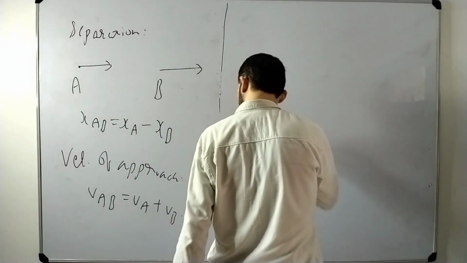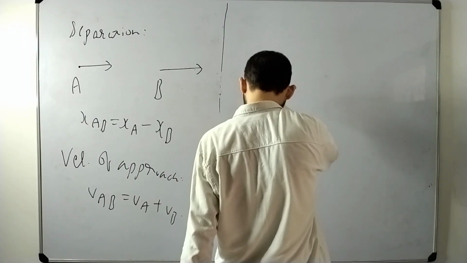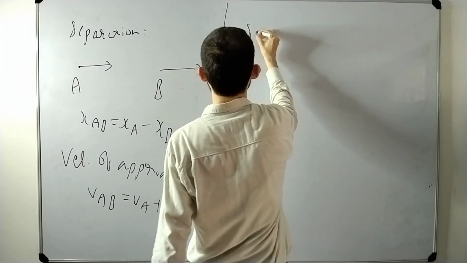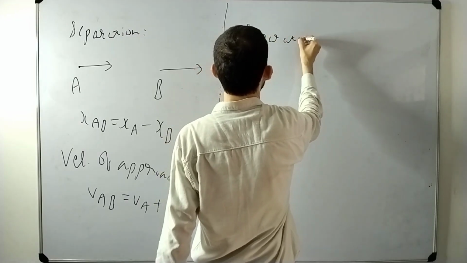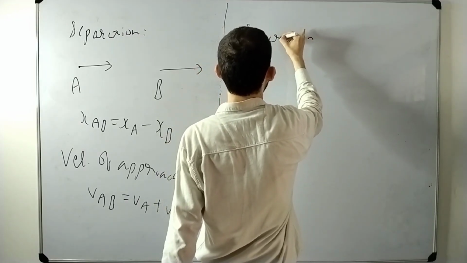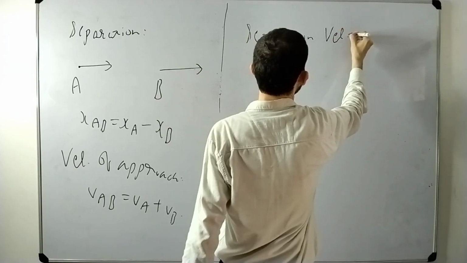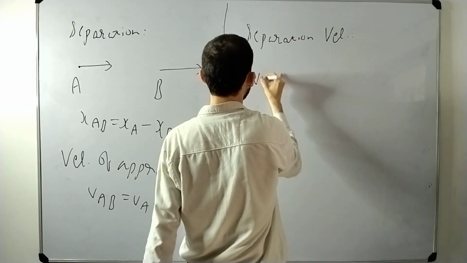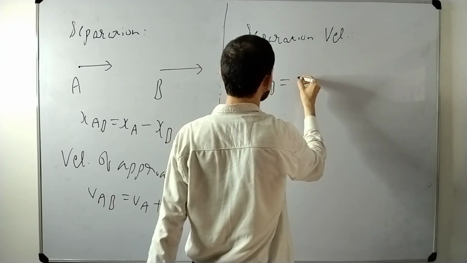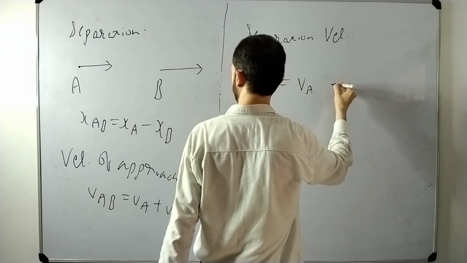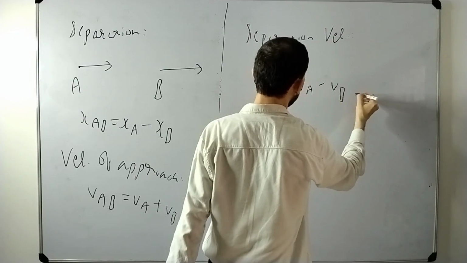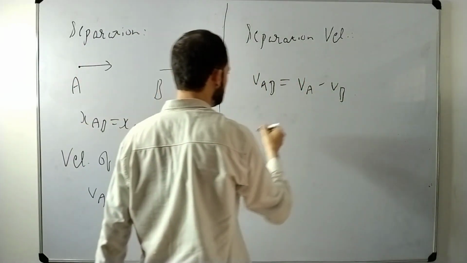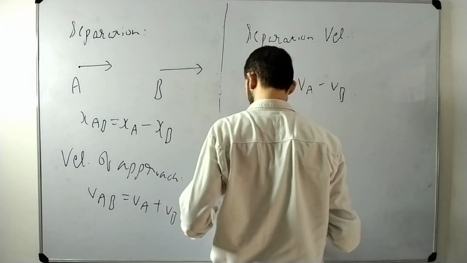So the next part, separation. Separation case is what? Separation velocity? Yes sir, it is VAB, VA minus VB. Differentiating XAB, yes, VA minus VB.